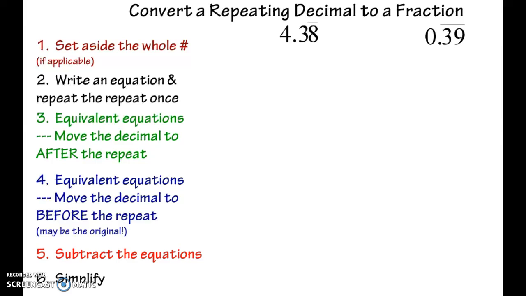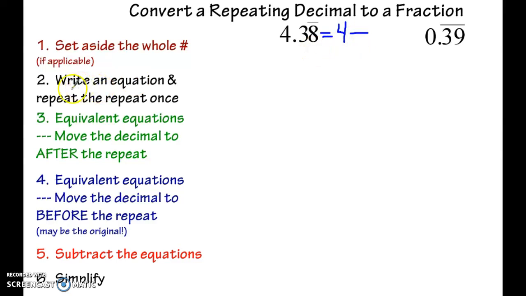Converting a repeating decimal to a fraction. I want to convert this repeating decimal into a fraction. And notice this one actually has a mixed number. So the first thing I'm going to do is set aside the whole number. This is going to make the work much, much easier for me. I know it's going to be a mixed number, 4 and some fraction.